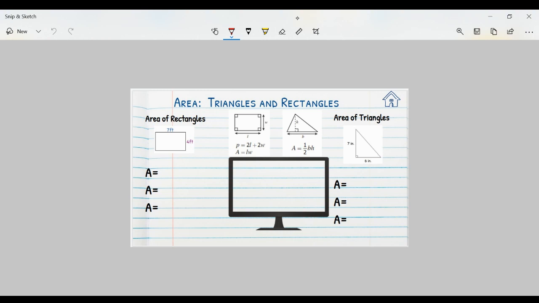All right, ladies and gentlemen, in this video, I'm going to show you how to find the area of triangles and rectangles. Let's look at the area of rectangles first. You will always be given a formula, and for area of rectangles, the formula can be found here.